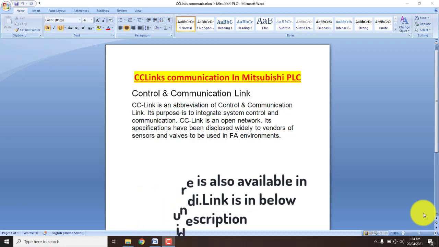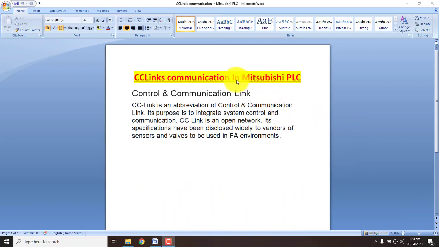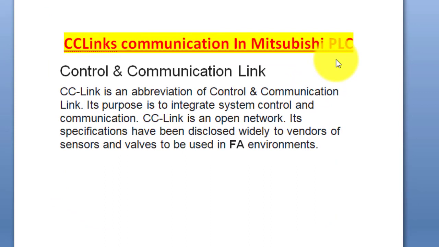Today our topic is CC Link communications in Mitsubishi PLC. It's a very important communication system from an industrial point of view, because sometimes we have a lot of inputs at a distance from the PLC. For example, 500 meters from the PLC we have 100 inputs. It's very difficult to attach 100 inputs to our PLC using 100 input wires, so for this we have to use the CC Link communication system in Mitsubishi PLC.